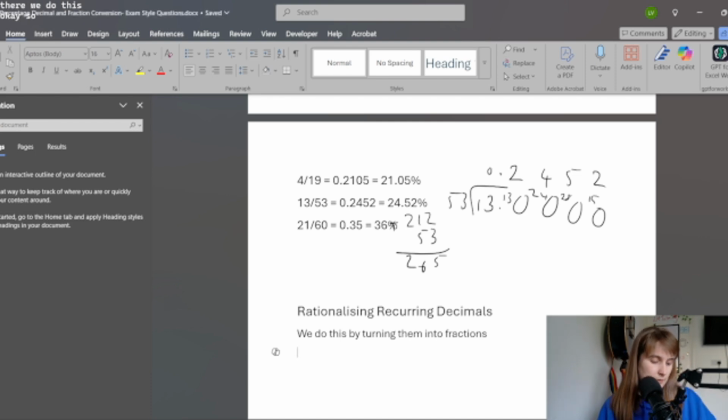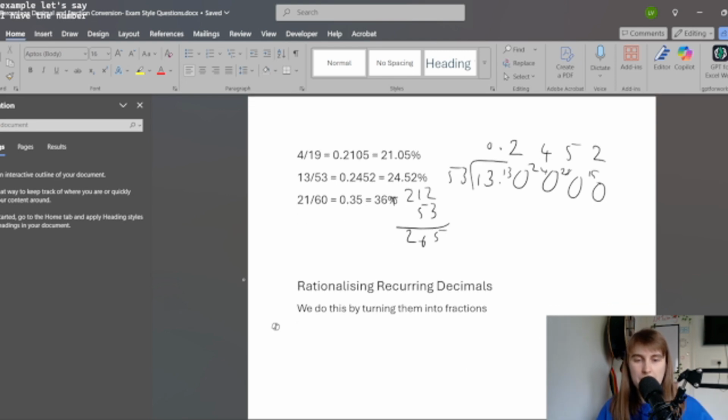So let me give an example. Let's say I had the number, I'm going to do this with my pen so I can put the recurring symbol in, 0.8 recurring. Now it's quite tricky to put over a fraction of a multiple of 10 or 100, because I've got an infinite number of 8s, so I'd have an infinite number of zeros underneath. So this is how we do it.